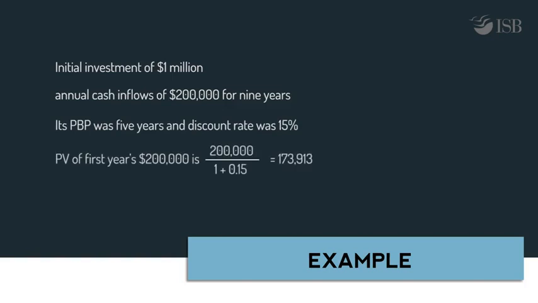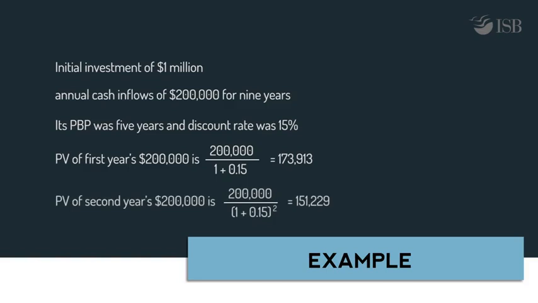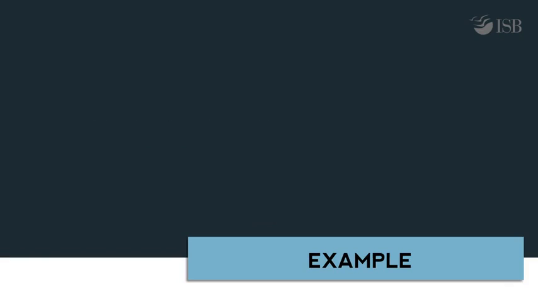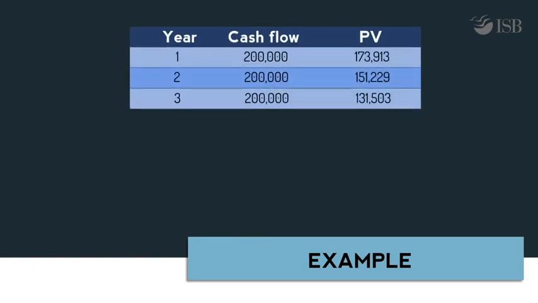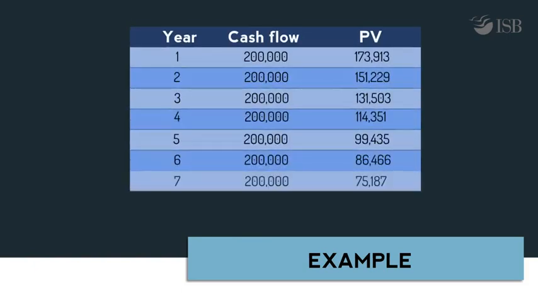The present value of the first year's $200,000 is $200,000 divided by 1 plus 0.15 raised to the power of 1, which gives us $173,913. Similarly, the present value of the second year's cash flow is $200,000 divided by 1 plus 0.15 to the power of 2, which is $151,229. We can similarly calculate the present values of each year's cash flows. I'll let you do this.